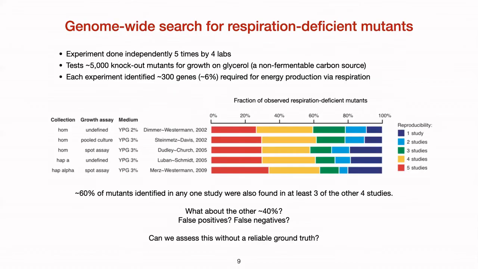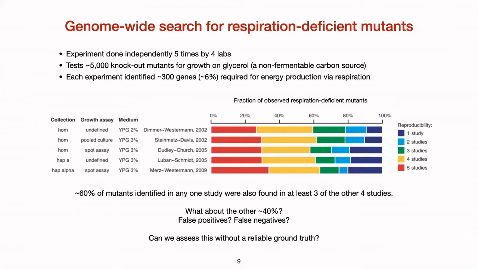So let me tell you a little bit what we have been thinking about in terms of data reproducibility. As I said, many experiments have been done multiple times. Here I'm showing you just one example of such an experiment. It is a typical search for respiration deficient mutants. So yeast typically grows on glucose very nicely. Generally, wild type yeast can also grow on other non-fermentable carbon sources, but mutants that are defective in respiration cannot grow on those media.